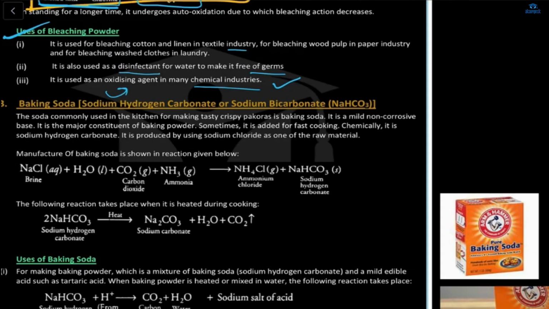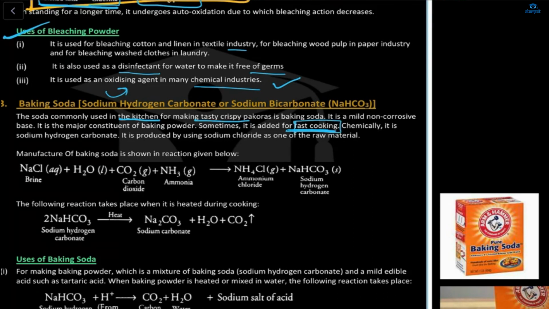So baking soda is mainly used in our kitchen, you know, for making crispy pakoras, and we can also use this baking soda for fast cooking. Okay, what is the use of baking soda? It is used in the kitchen for making crispy pakora, and it is also added for fast cooking.